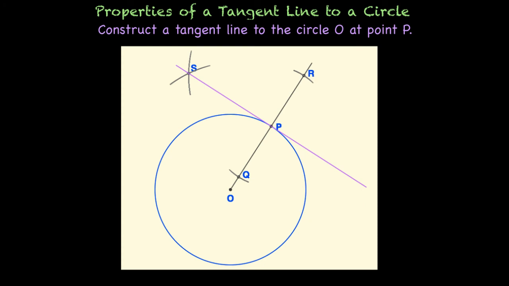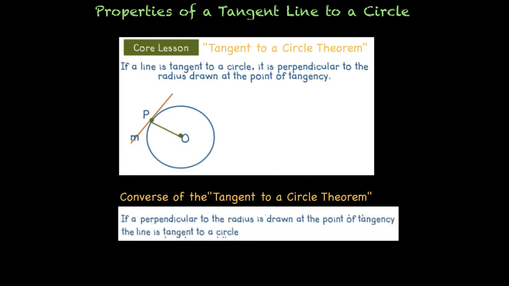Based on this construction, we now have a theorem that's called the tangent to a circle theorem. And it says, if a line is tangent to a circle, then it is perpendicular to the radius drawn at the point of tangency. And we just proved that using a construction. We constructed a perpendicular bisector to our radius. And by that very construction, we know that it's perpendicular.